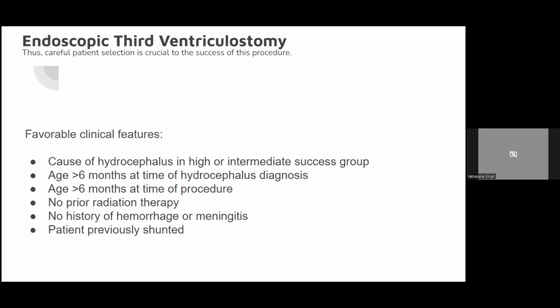Careful patient selection is crucial to the success of endoscopic third ventriculostomy. There are favorable clinical features as well as favorable radiographic features on CT scan. Favorable clinical features include the cause of hydrocephalus being in the high or intermediate success group, the patient being more than 6 months of age at the diagnosis of hydrocephalus, more than 6 months at the time of procedure, having no prior radiation therapy, no history of hemorrhage or meningitis, but being previously shunted.